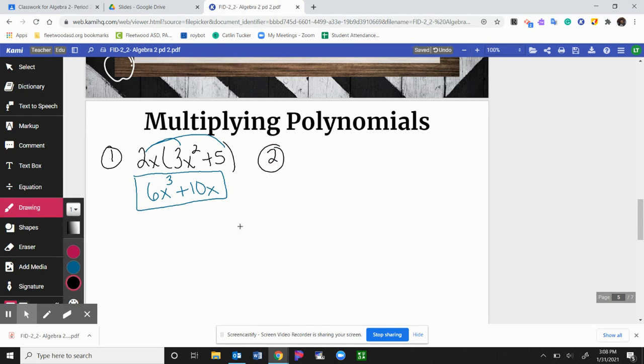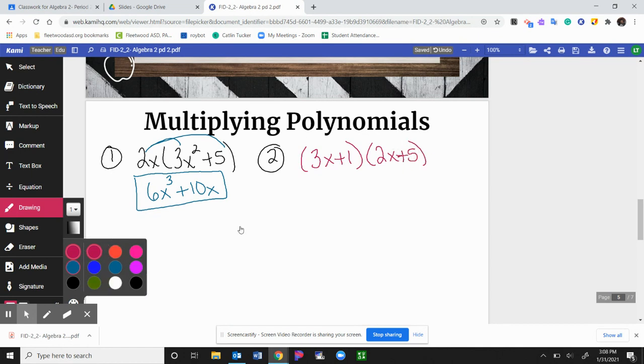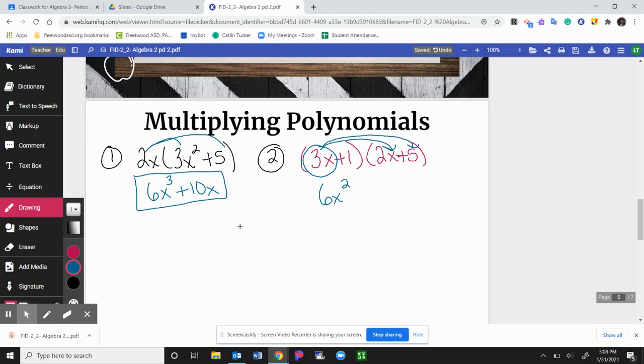Okay. Taking a look at another one here, if things are a little bit bigger, if I have a 3x plus 1, and then say a 2x plus 5, okay? So some of you guys might have heard of the FOIL method. I don't really like the term FOIL. Really, it's an extended version of the distributive property. So I'm taking this 3x and multiplying it by the 2x. So 3 times 2 gives me 6. X and x gives me x squared. Multiplying again, 3x times 5 gives me a 15x. Okay, so I basically did an extended version of that distributive property.